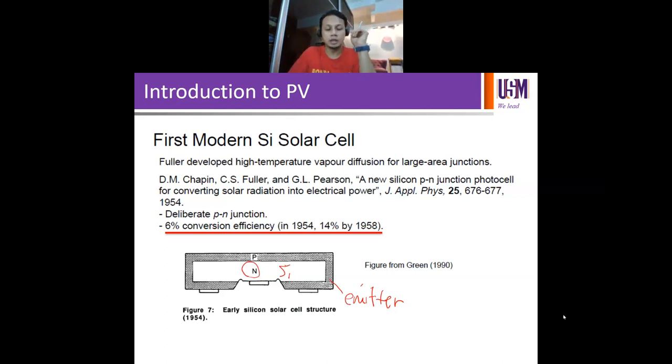When we say it's 6% conversion efficiency, that means, for example, if you have an incident power of 1000 watts per meter square, out of the same area you can actually generate 60 watts. Or in other words, if you receive 100 watts on your cell, you can convert the incident light into 6 watts of electrical energy. That is what is meant by a 6% conversion efficiency. Simple structure back in 1954.